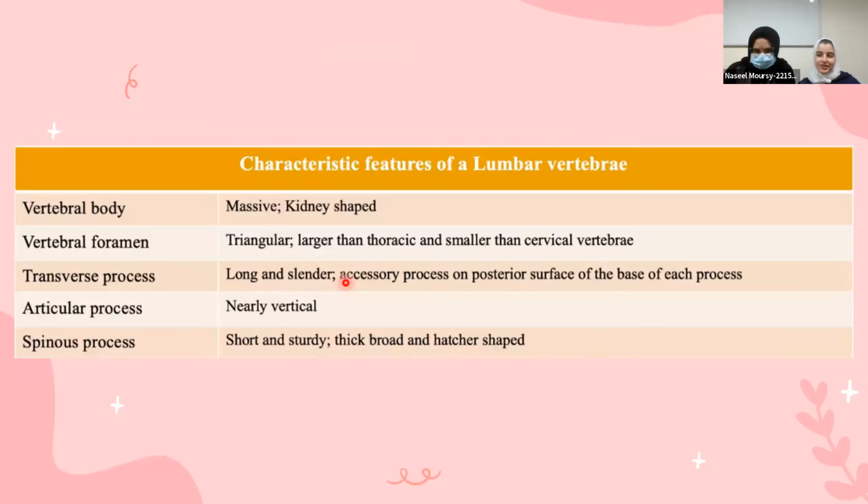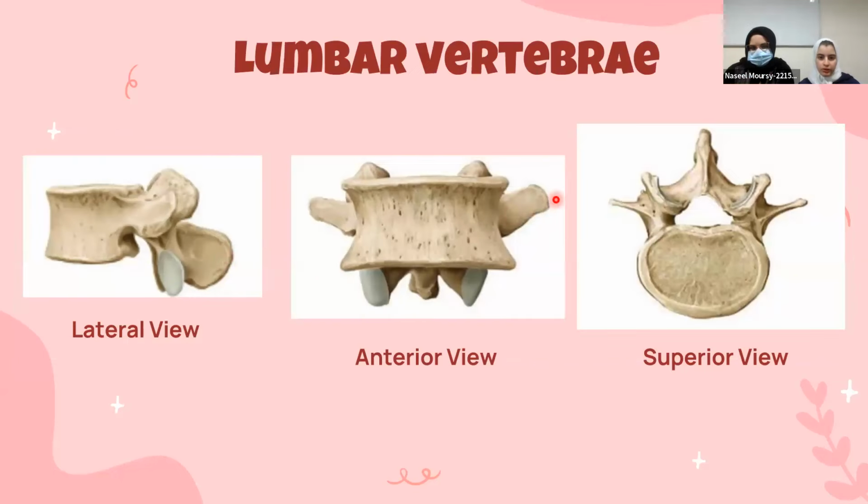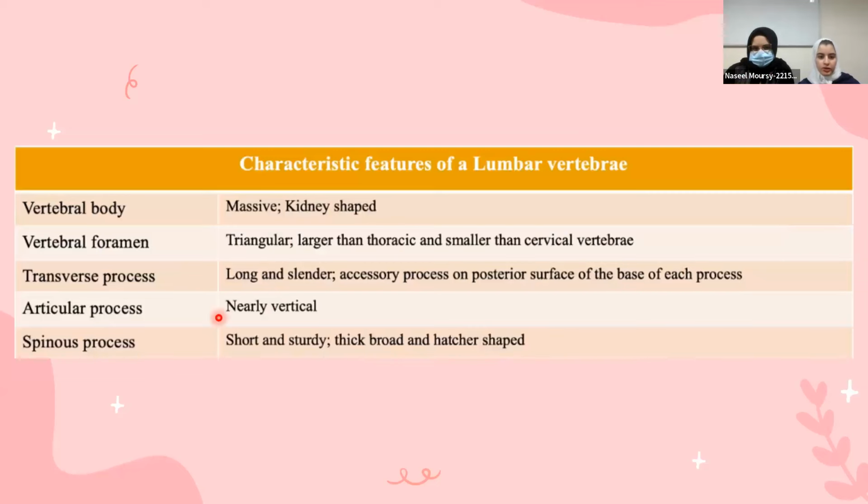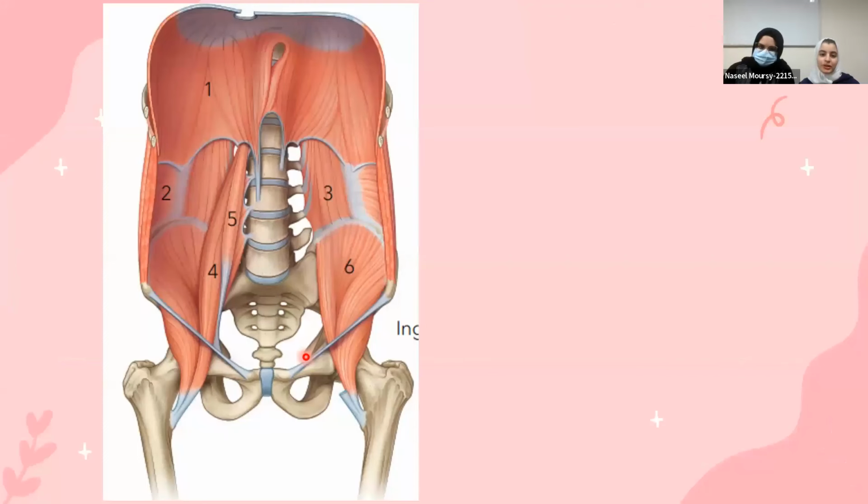Yeah, you're right. So these are the different features that you guys should know. You got this one right, you got this one right. However, the transverse processes are long and slender. Look back here, you see they're long and very thin. You can see from the superior view how thin they are. Also, articular processes are vertical. You couldn't guess this one, but that's fine. And the spinous processes are the ones that are short and sturdy. All right, fine. So now on to the real deal.